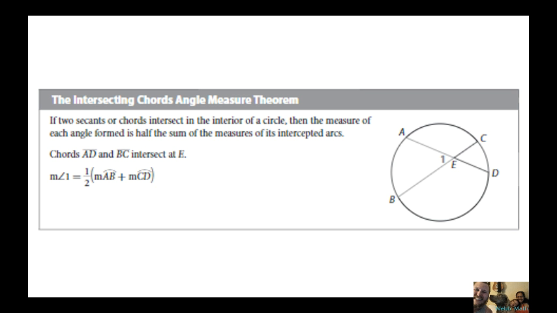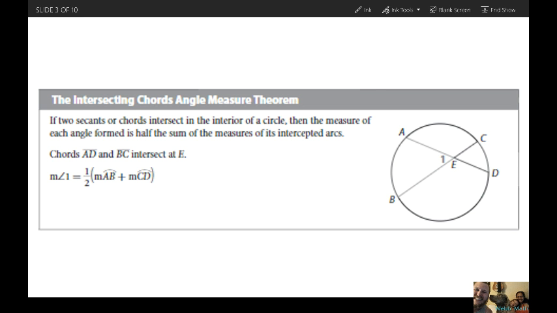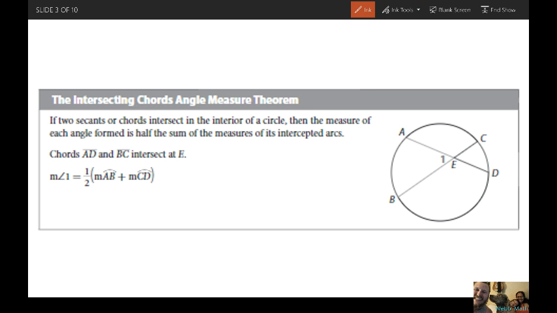All right, so the intersecting chords angle measure theorem basically says if two secants or chords intersect in the interior of a circle, then the measure of each angle formed is half the sum of the measures of its intercepted arcs. So chords AD and BC intersect at point E, and then now we come across the formula idea.